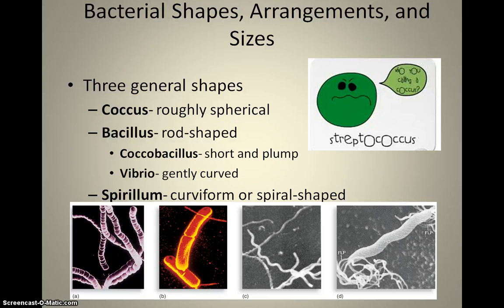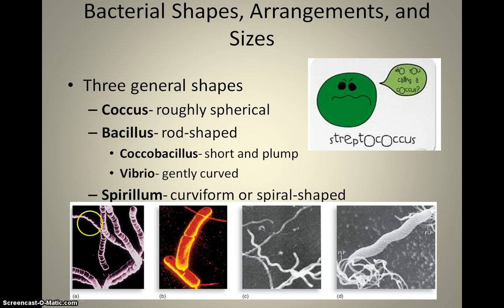In this last video, I'm going to just discuss the bacterial shapes, arrangements, and sizes. So bacteria are typically either a spherical shape, rod-shaped, or curved or spiral-shaped. If they're spherical shaped, we call them coccus. If they're rod-shaped, they're bacillus. And if they're curved or spiral shaped, we call them spirillum.